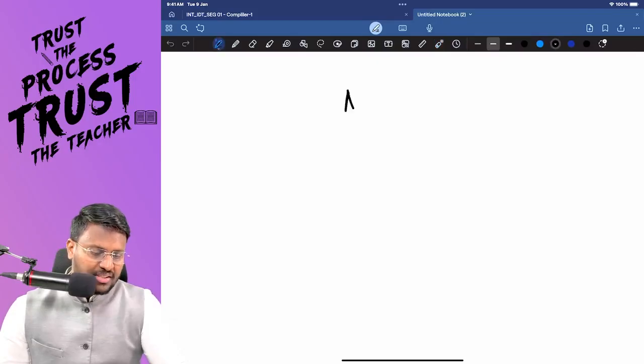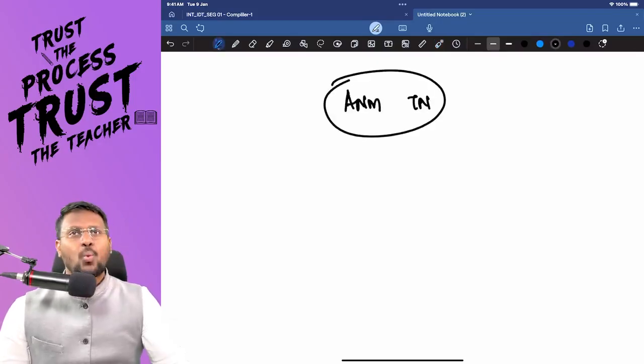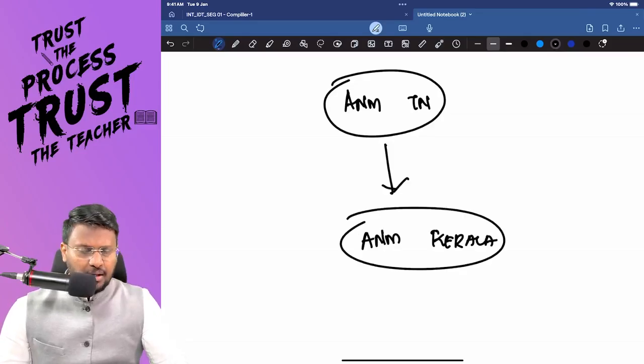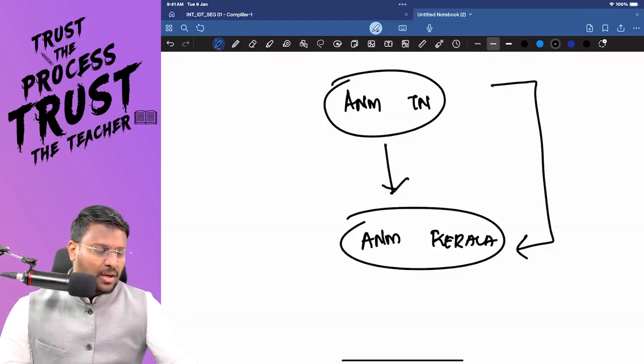For example, sir, ANM Tamil Nadu is there. This is one unit. And one more unit is there called ANM Kerala. Sir, we are having head office in Tamil Nadu and branch in Kerala. Whenever we need service from Tamil Nadu, we will send the service to Kerala. You know how we are sending the service? We are sending the service in a lorry.